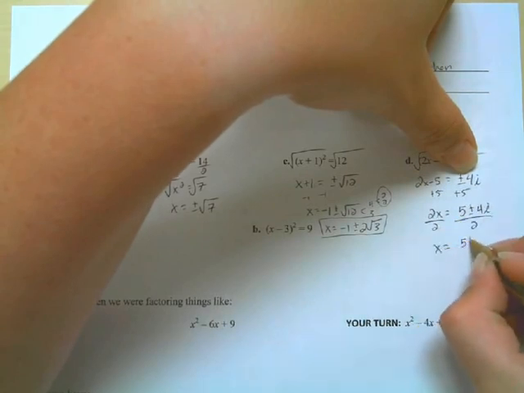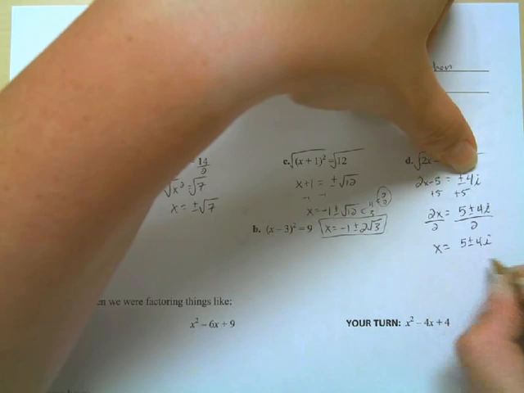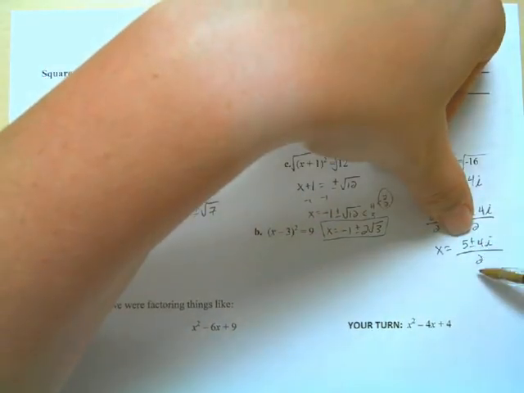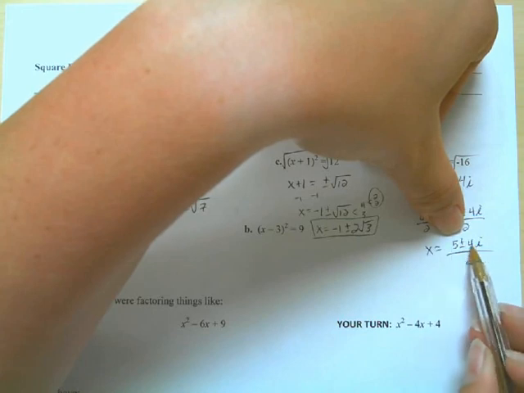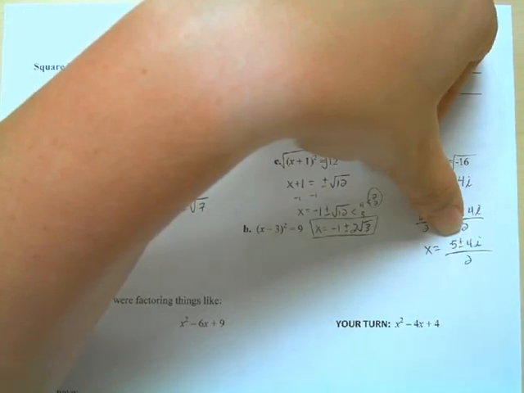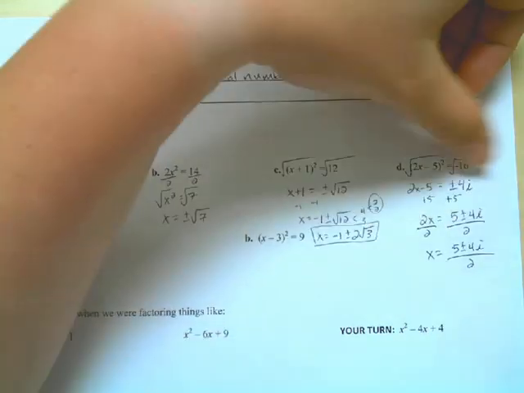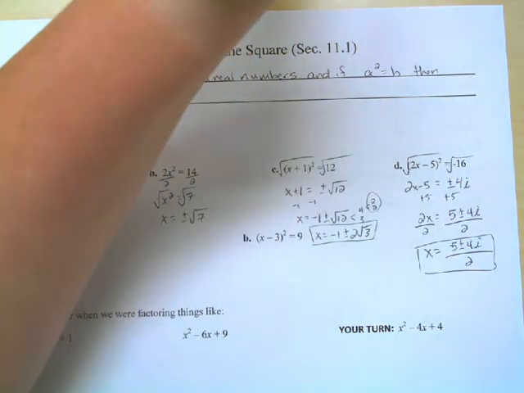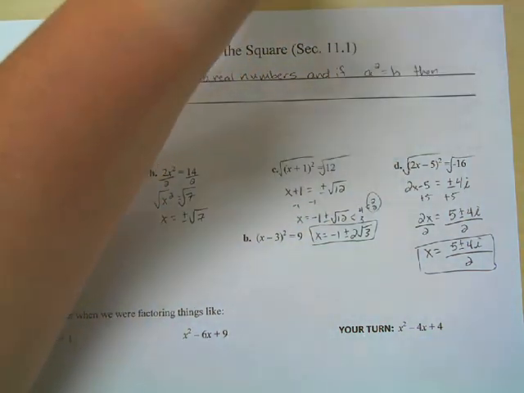5 plus or minus 4i all over 2. Again here, we can't reduce 4 and 2 because I've got this plus or minus over here. This 5 is also being divided by 2, and 5 is not divisible by 2, so I can't reduce anything, so I just leave that as my final answer. 5 plus or minus 4i all over 2.